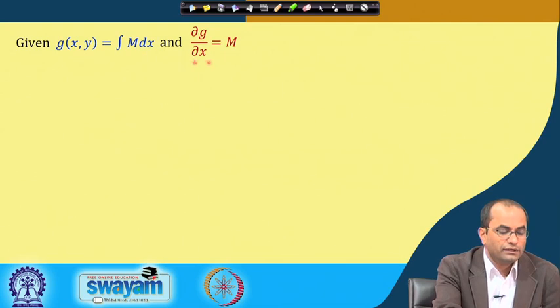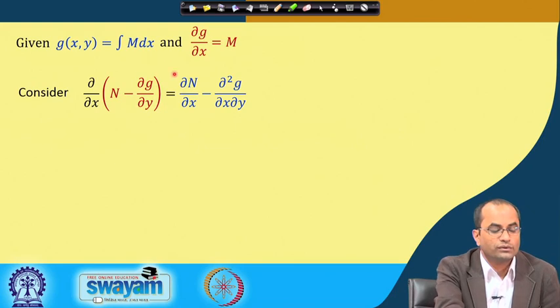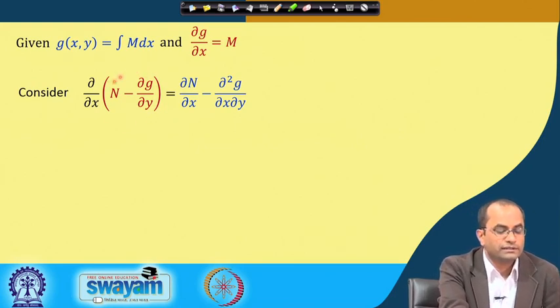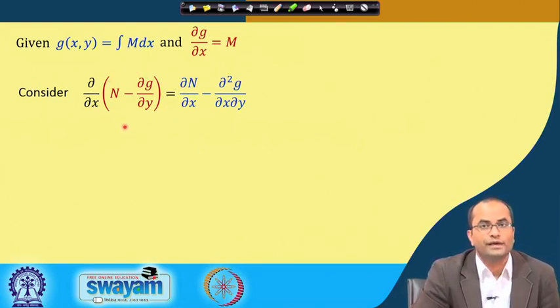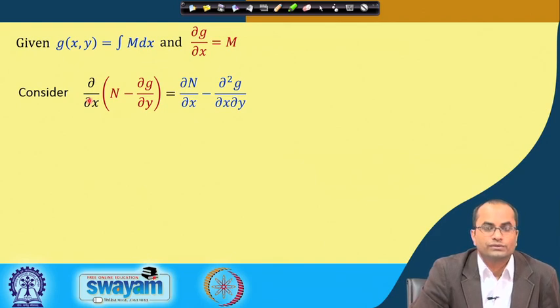So, these are given: g is the integral of M, ∂g/∂x is M, and we want to show that the partial derivative of N − ∂g/∂y with respect to x is 0. That will tell us that this is a function of y alone. There is no x term in N − ∂g/∂y, because its partial derivative can be shown to be 0.